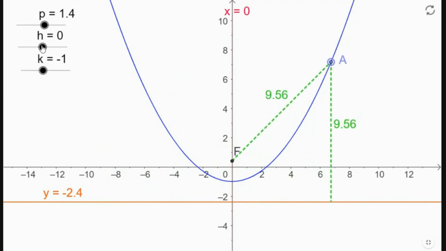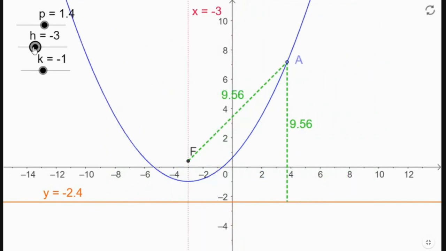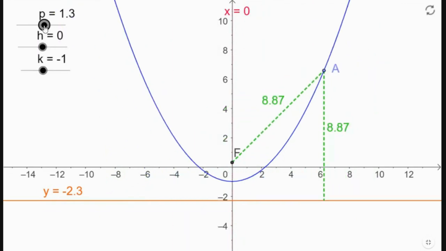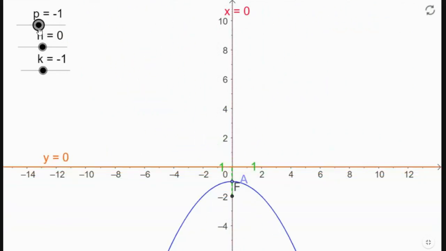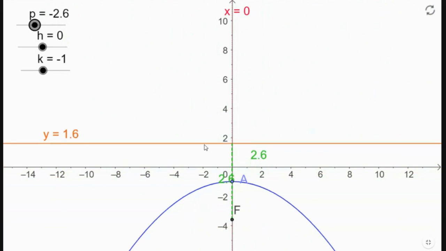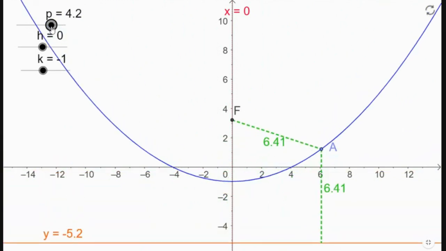Now we can move things. If we move it over, it doesn't matter. If we change the P, that makes it wider or skinnier. Oh, look, if we go upside down, now the directrix line is above it and the focus is below it. But see, it's still the same distance. Still the same distance either way. Even if it's an upside down parabola, the directrix line is above it. The focus is always inside the parabola. When it's really wide, it just moves the focus and directrix farther away. See, now it's 4.2 away, but it's the same in both directions.